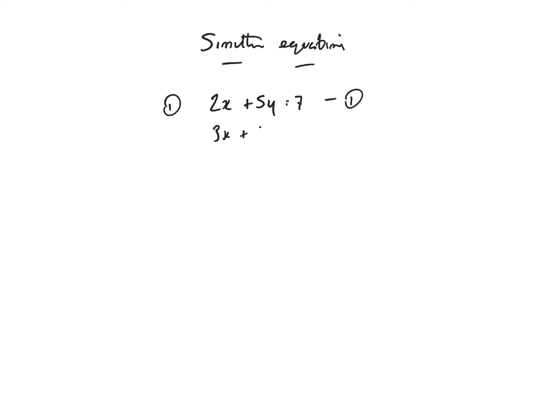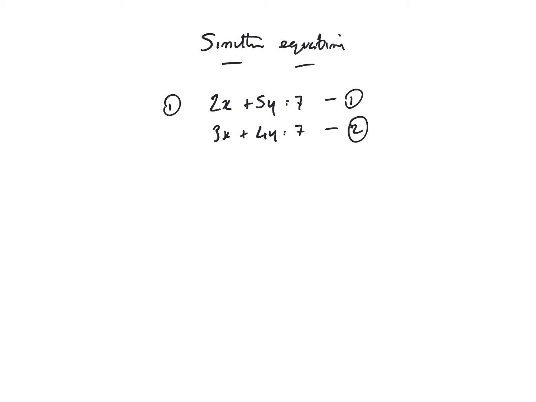Okay, we're going to be looking at more simultaneous equations, but taking these a wee bit further, so make sure you take these down. Okay, so let's get right into it. Example 1, we've got 2x + 5y = 7, that's equation 1, and 3x + 4y = 7, that's equation 2.